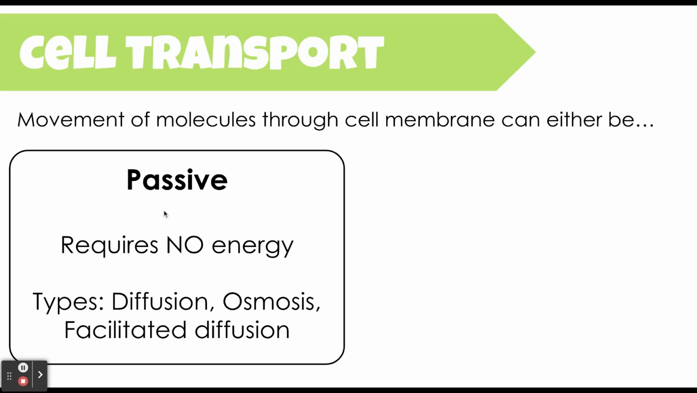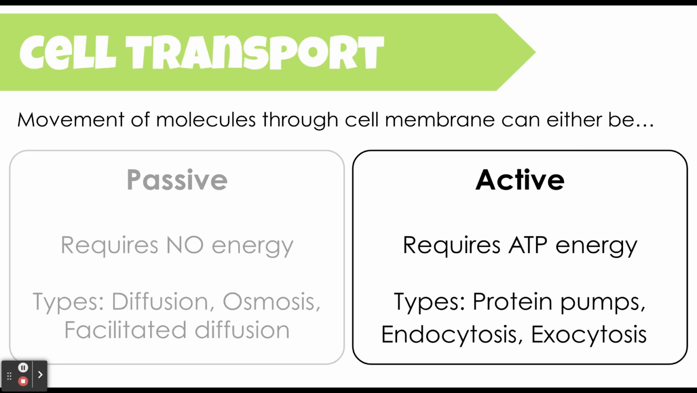So what makes movement through the cell membrane considered to be passive? Well, if you think about just what that word means in general, to be a passive person or you're sitting passively, it means you're lacking energy. So it's a type of movement of molecules through the cell membrane that does not require any energy whatsoever to do it. And there are three types of passive transport. And we're going to talk about each of these: diffusion, osmosis, and facilitated diffusion.